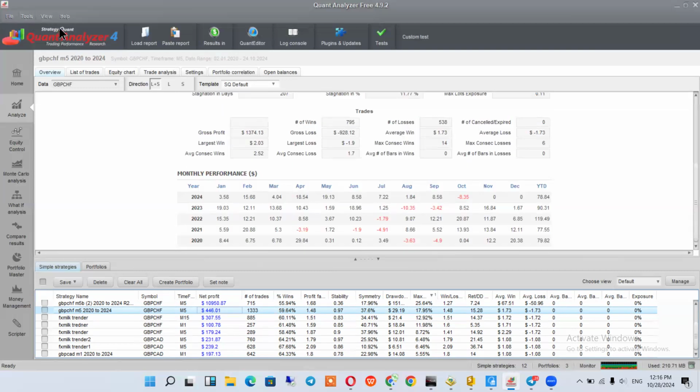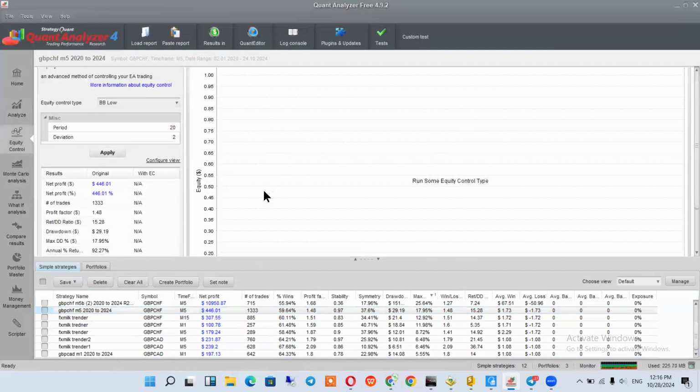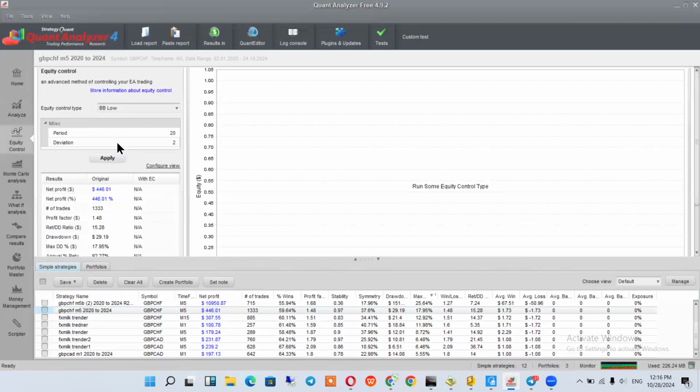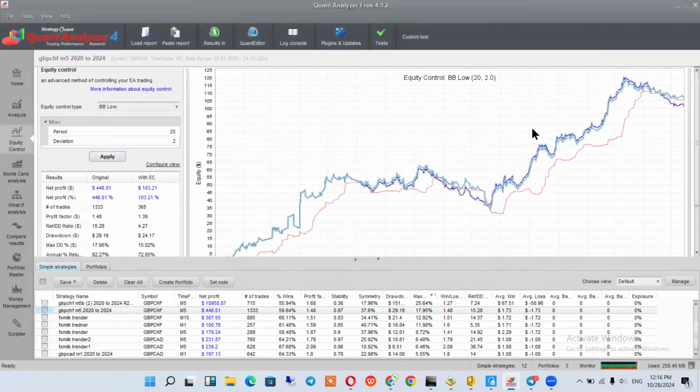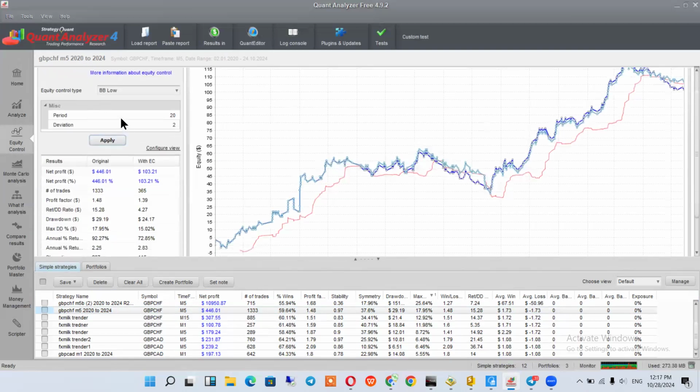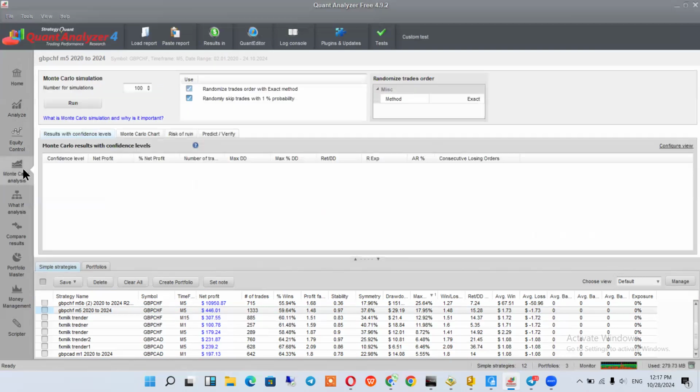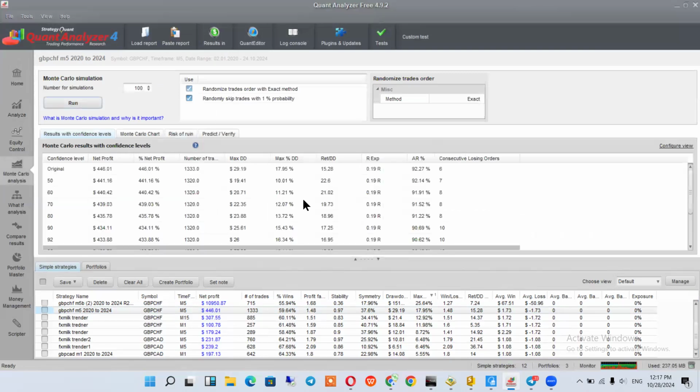You can download Strategy Quant, Quant Analyzer from their website, strategyquant.com. There's a lot of testing periods that you can run. I don't have a pro version yet because I don't really need it so far. There's equity control type, and I don't know what all this is because I don't even spend time looking at it, it's not what I needed. All this Monte Carlo simulation for now is not what I needed right now.